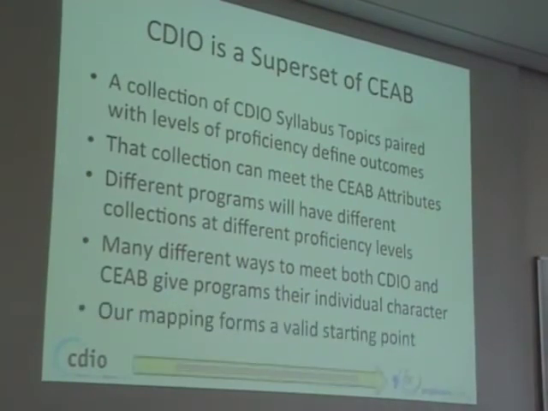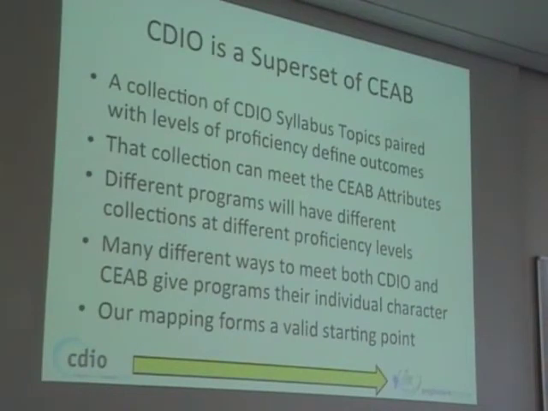I'll have one collection at Queen's in Kingston. Bob and Ron will have something else out in Calgary, and that's not that one program's better than the other or that one program meets the attributes better than the other. It's two different flavors of mechanical engineering, which gives us two equally good programs that equally but differently meet those attribute requirements. So there are going to be many different ways to meet both CDIO and CEAB requirements.